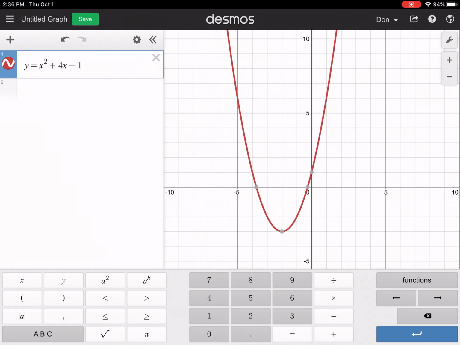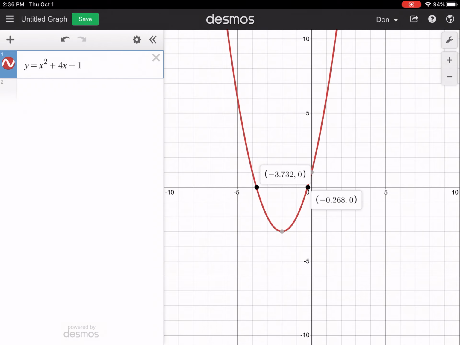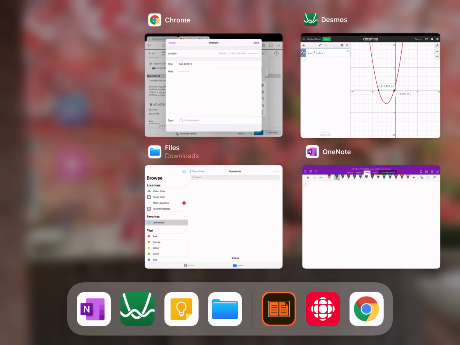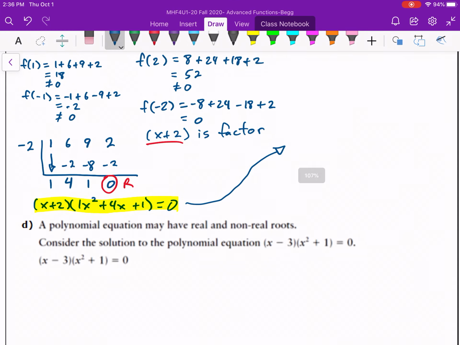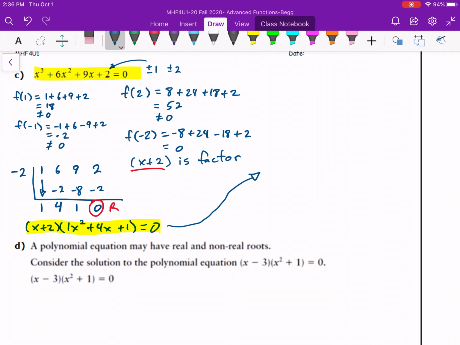And it does have roots, but those are decimals. So I'd have to either use Desmos to see what those roots are, or I'd have to use the quadratic formula. Either way, factoring is not going to work. So if this was a no Desmos type situation, then of course, here's a quick reminder of how the quadratic formula works.